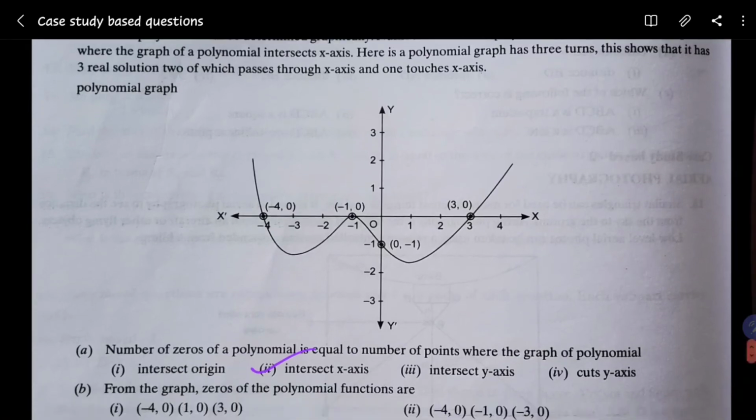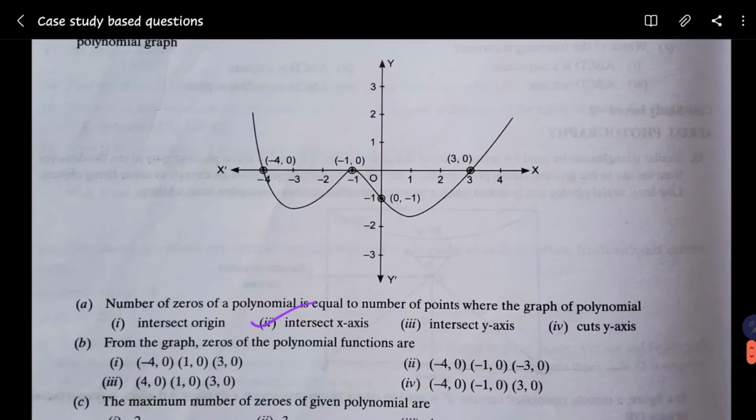And second question is asking about zeros of the given polynomial function. So as you can see, where the graph is intersecting x-axis, those locations are nothing but the zeros. So minus 4 comma 0, minus 1 comma 0 and 3 comma 0 are the locations at which the graph is intersecting x-axis. So that is why fourth one is the correct option.